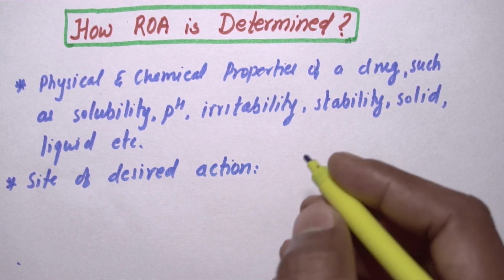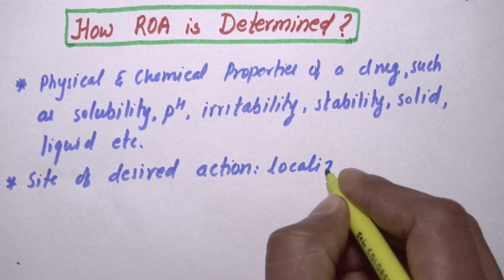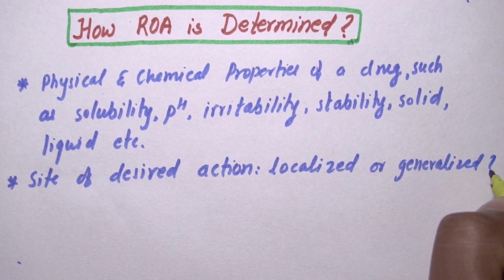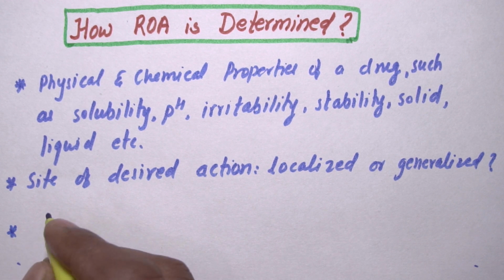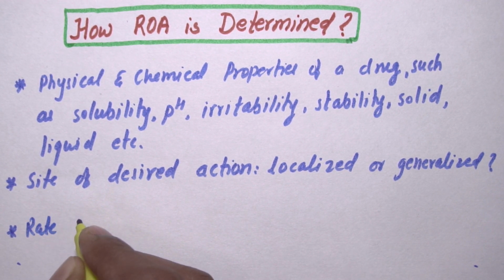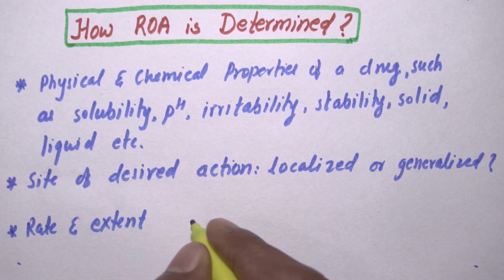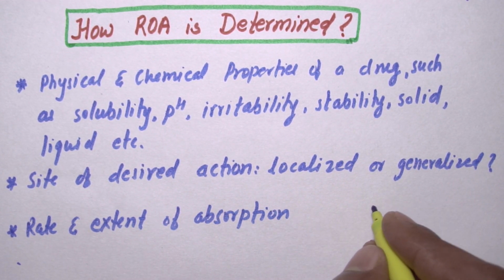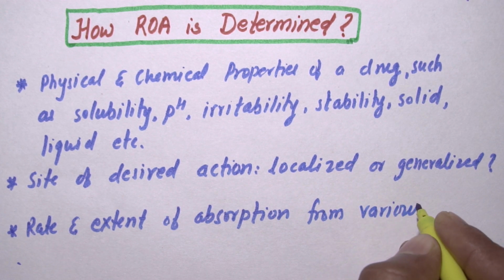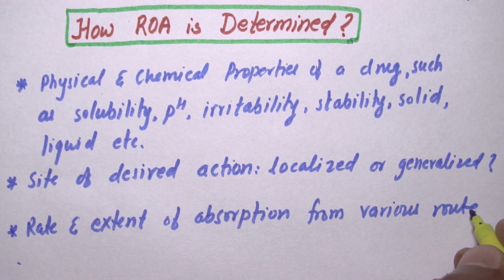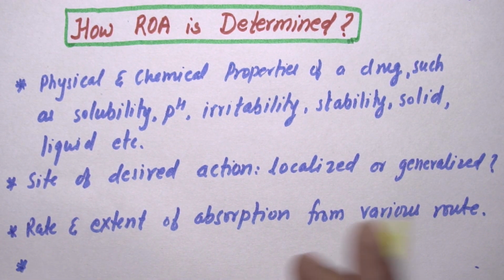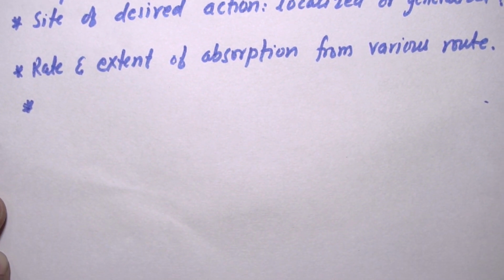Okay, the second point is the site of desired action. It means whether we want localized action or generalized action. Okay, generalized means systemic action. Okay, the third point is the rate and extent of absorption from various routes. Suppose we want a fast rate of absorption or full drug absorption, then we should try the intravenous route. Okay, if we want it slow, then we can choose the oral route.